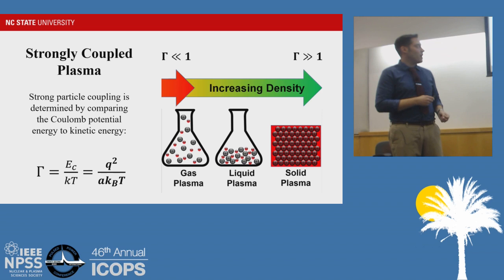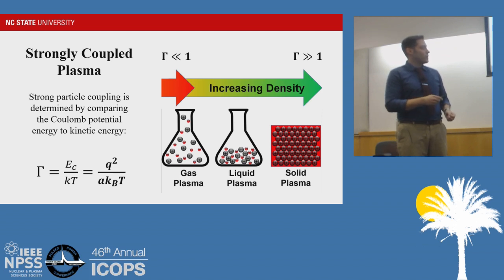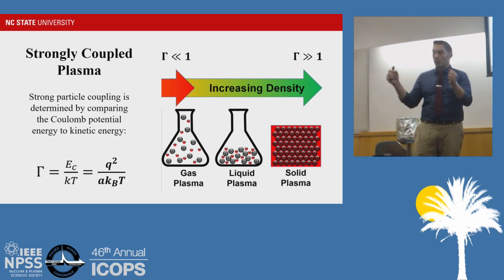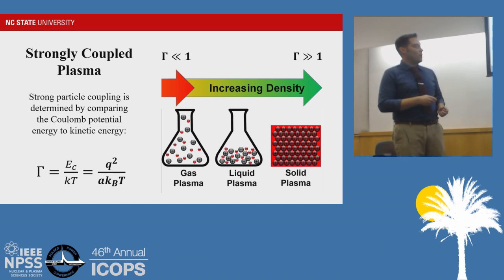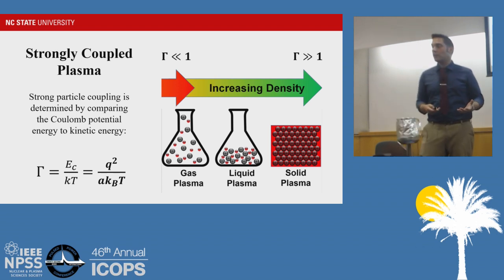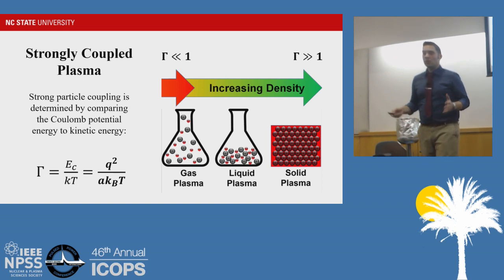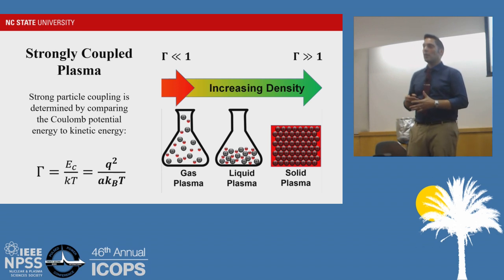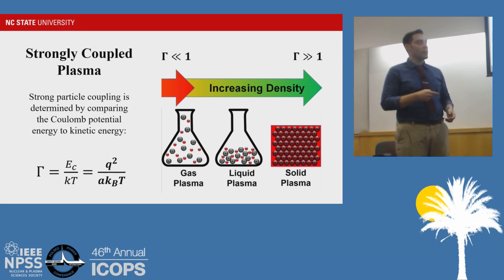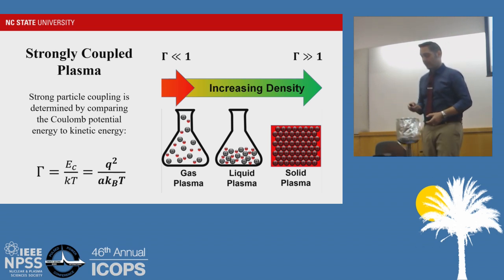When this value, which is given over here by charge squared over their distance in kT, you can imagine the distance, if you bring the particles closer and closer together, they're going to interact more and become more strongly coupled. So in the limit where they're really far apart, where gamma is much, much less than 1, you have a weakly interacting system that behaves more like a gas. Cranking up the density, you start to have more particle interactions, correlations, and eventually condensation into both a liquid and, at very high gamma, into a solid.